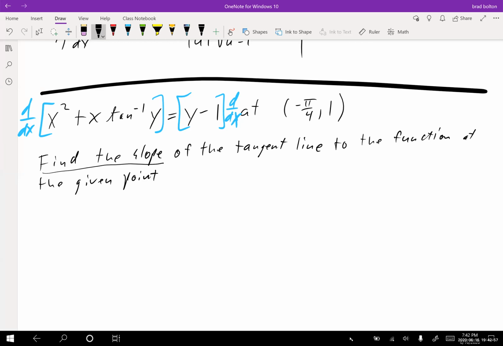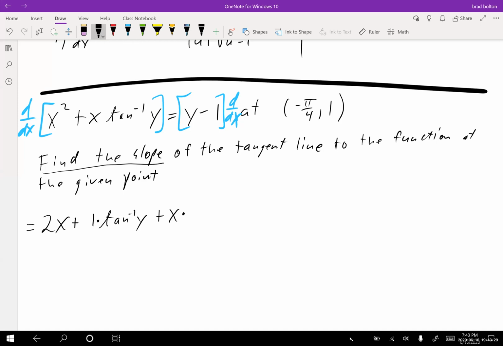Okay, so when I take the derivative of x squared, I get 2x. When I take the derivative of x tan inverse y, I have to remember that this is a product rule. So this is going to become plus tan inverse of y. I took the derivative of x, which is 1, multiplied that: plus 1 times tan inverse of y plus x, rewrite the one that I did not take the derivative of last time, and then take the derivative of tan inverse of y.